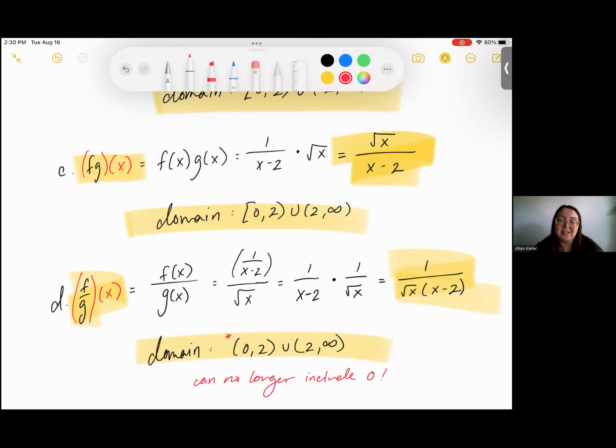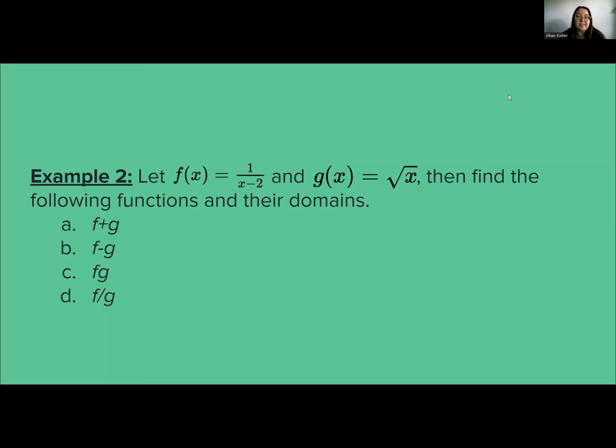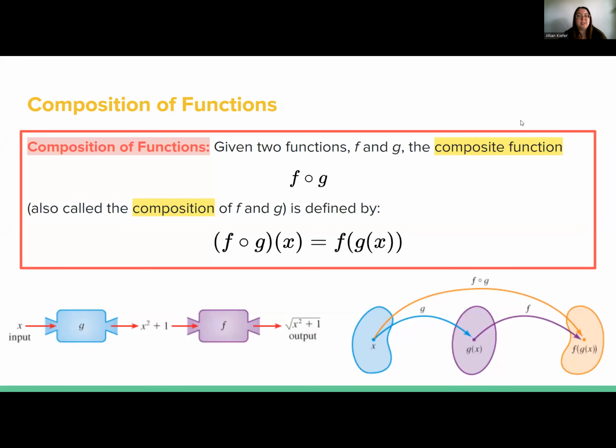So, all right, that finishes up example 2. Let's go ahead and go back to our lecture. All right, that was example 2. So moving on, we're going to talk about the composition of functions. So this is our new operation. It's our new way of looking at our functions and combining two functions.